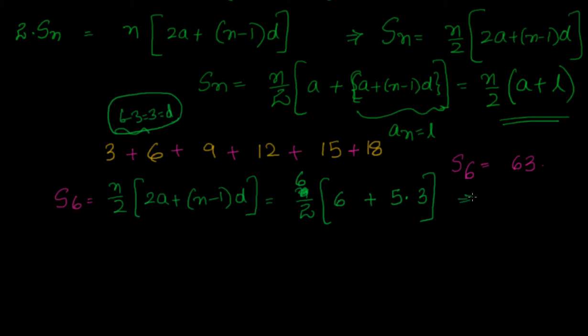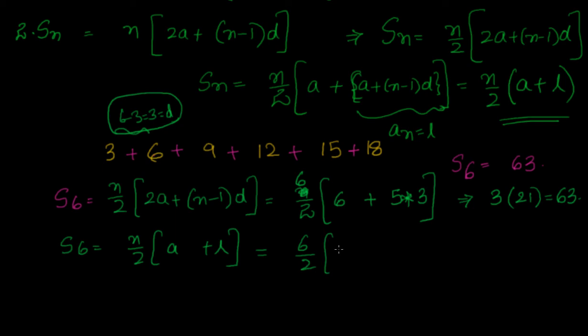Okay, this is nothing but 3 into 5 3s are 15. 15 plus 6 is 21. That's nothing but equal to 63. Not only that, you can also check it by n by 2 into a plus l, where 6 by 2 into a is 3 plus l is 18. That is also equal to 63.